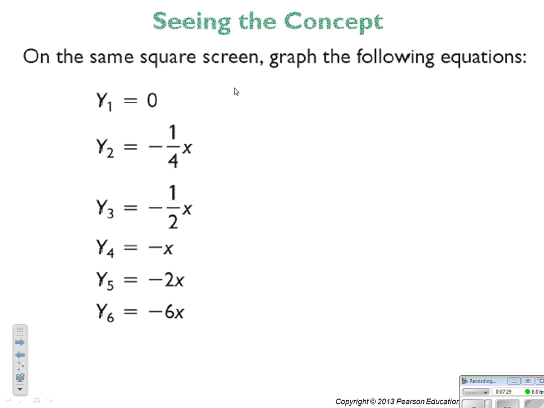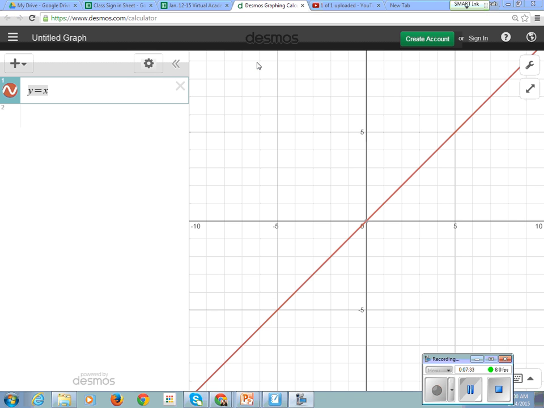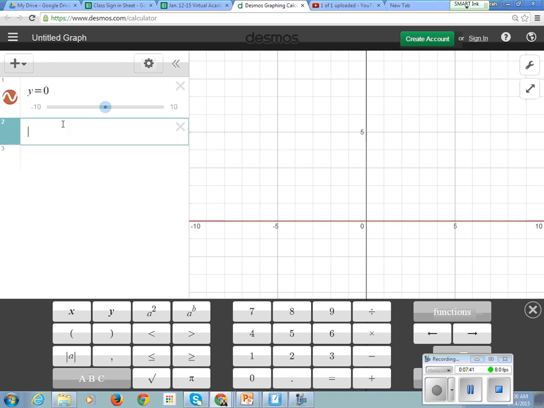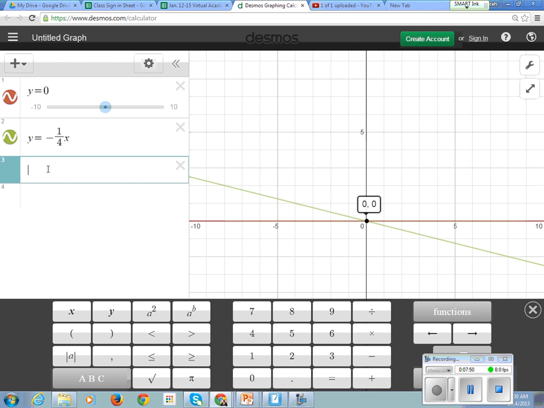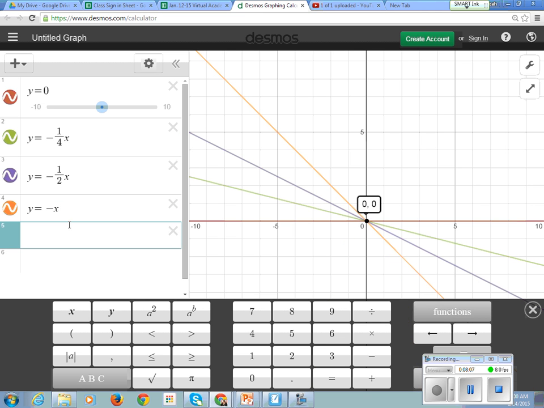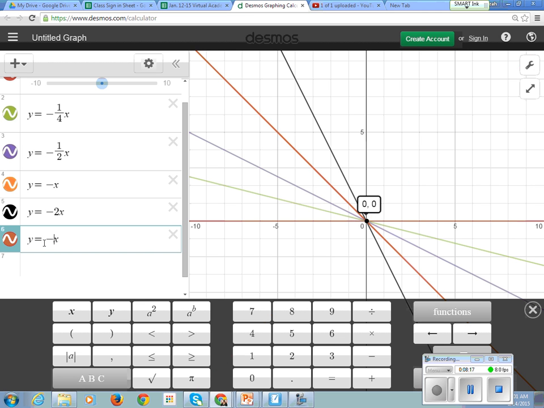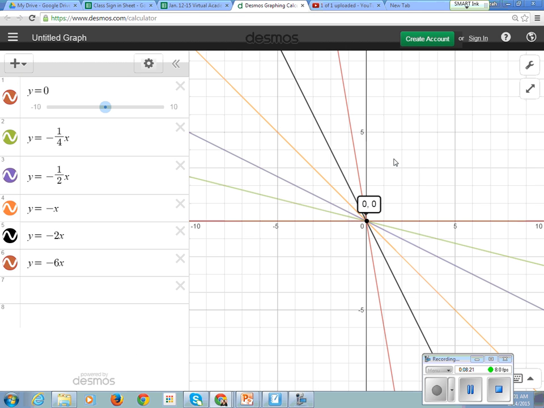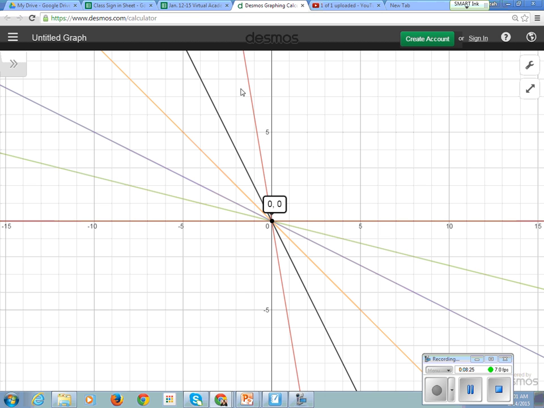On the same square screen, graph the following equations. All right, so when you put those equations in, y equals 0, y equals -1/4 x, y equals -1/2 x, y equals -x, y equals -2x, and y equals -6x, you get these 6 different lines, and their slopes are negative.